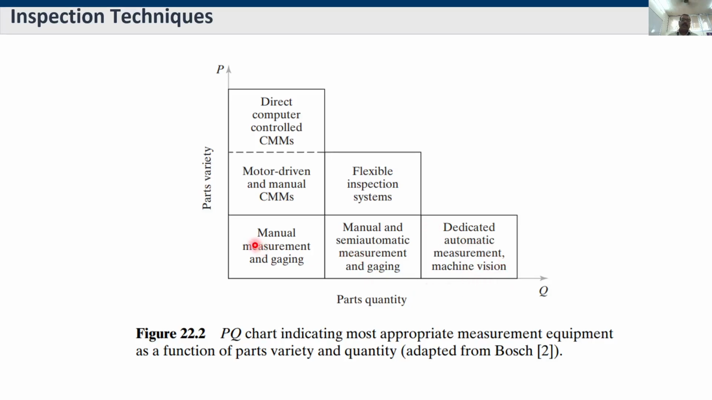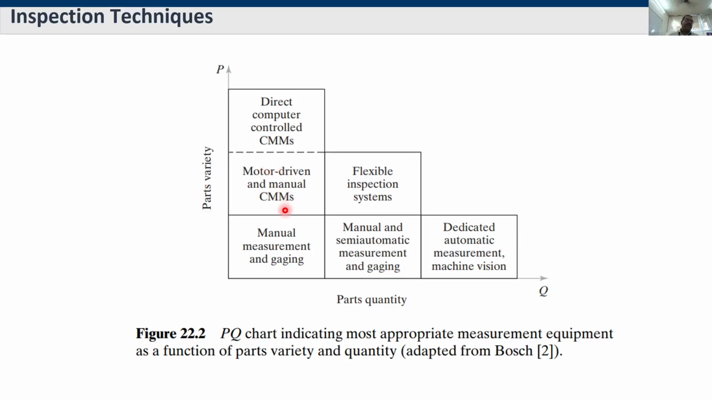But in other cases, you are going to increase the variety of component. Maybe different features will be added on the basic component, in the basic size or shape of the component. In the sense, when you are increasing the variety, then manual measurement or semi-automatic is not sufficient. You need to have some coordinate measuring machine, because coordinate measuring machines will provide you better measurements if you have more variety. So motor driven and manual.